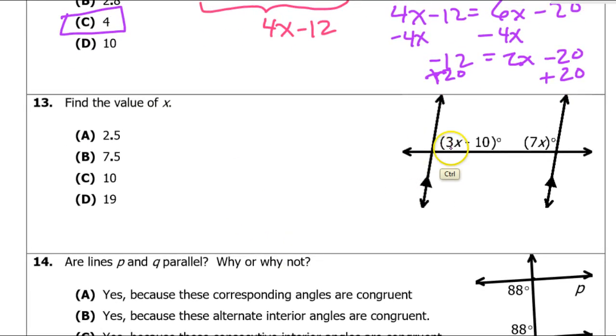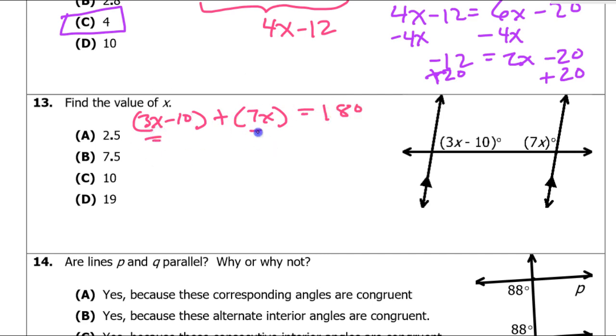Okay, let's see, find the value of x. These little triangles mean that the lines are parallel. And I mentioned earlier that angles like these, consecutive interior angles, they have to be supplementary. They have to add up to 180. So that's why I'm going to do like this. 3x minus 10 plus 7x they have to add up to 180.